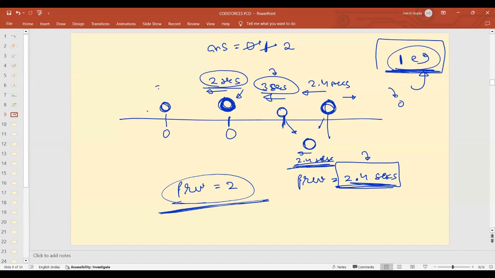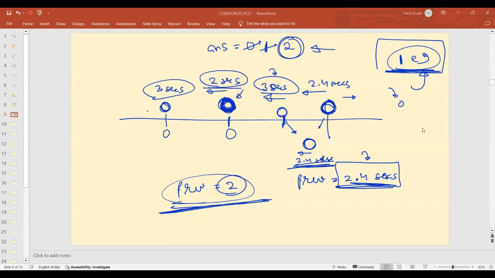Now I come to this particular ball. This ball takes 3 seconds to reach the origin, and since my previous is 2, I know that I will collide with this particular ball. So I will not increment my answer, and my previous will remain as 2. After traversing 4 balls, I got my answer as 2. This is actually the logic of this question.